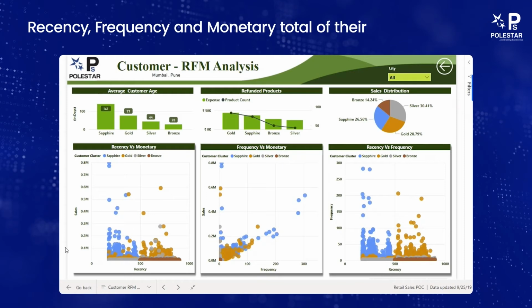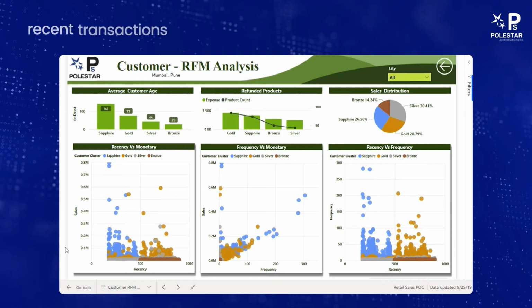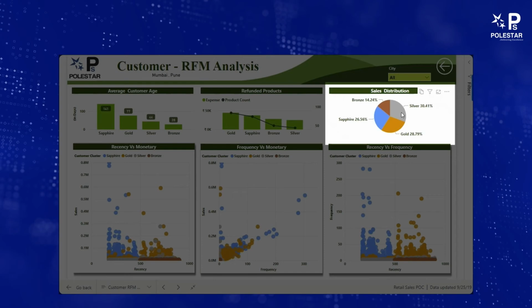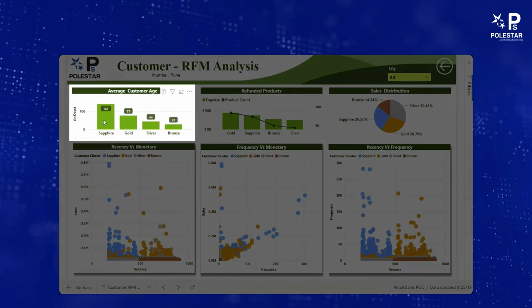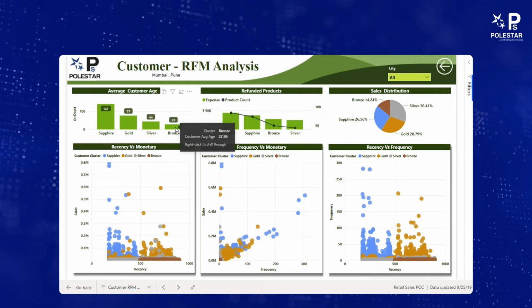So all those who fall under my loyalty program, I call them prime members. And within those prime members, I have different tiers of partnership of my programs. So there are silver members, gold members, sapphire members, and bronze members. And for those people, I've actually understood what their age is across different groups, what their average age is, and I've done an RFM analysis.